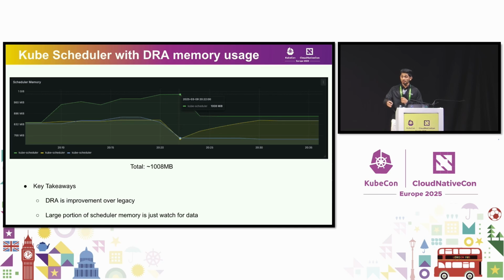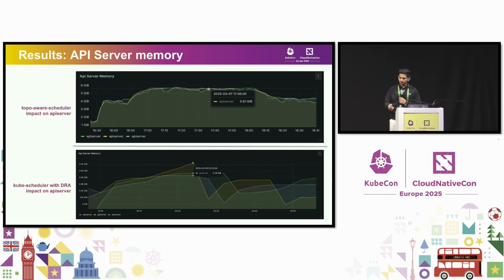So again, 30% memory saving with DRA. Again, this is a metric that checked out for us really nicely.